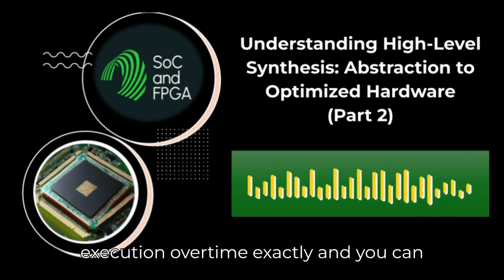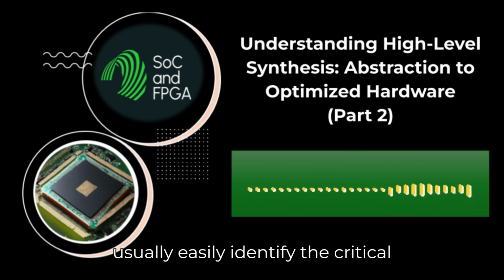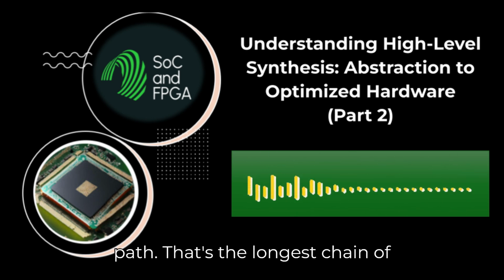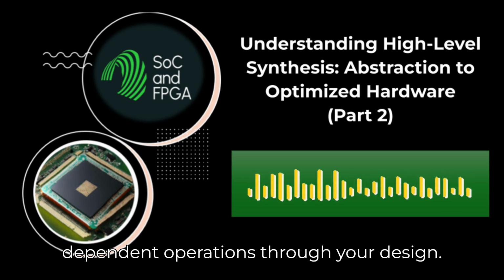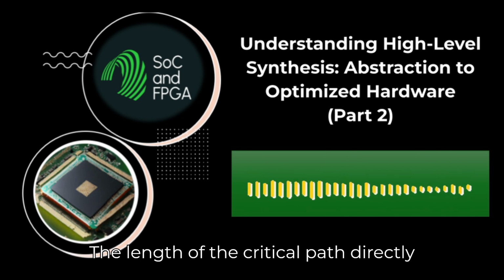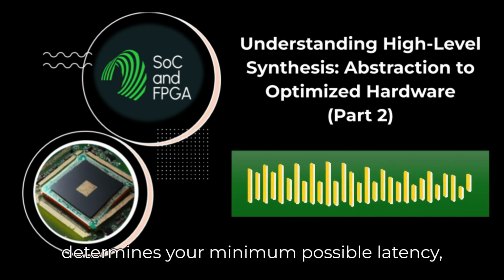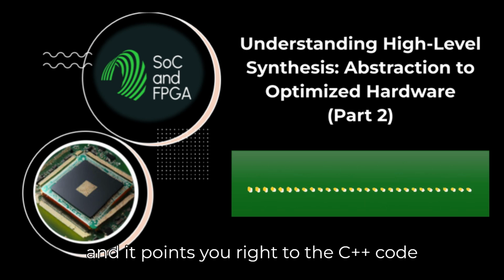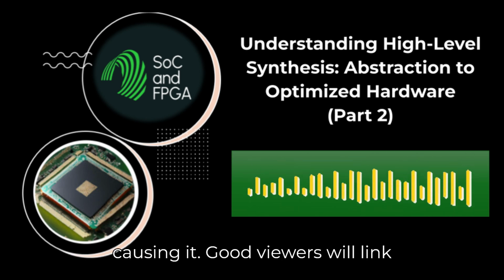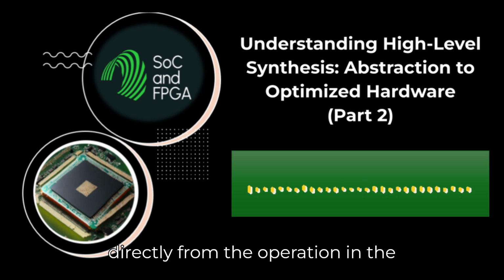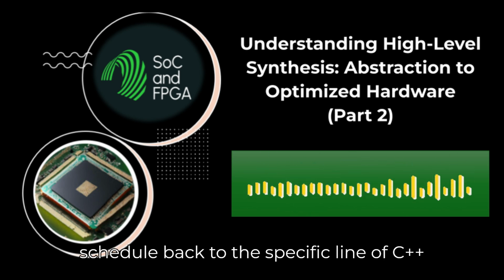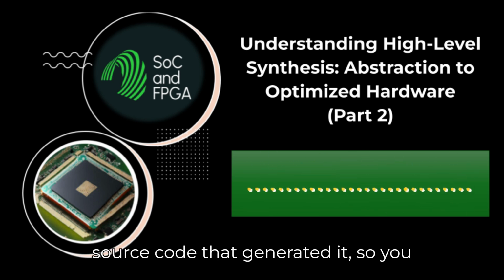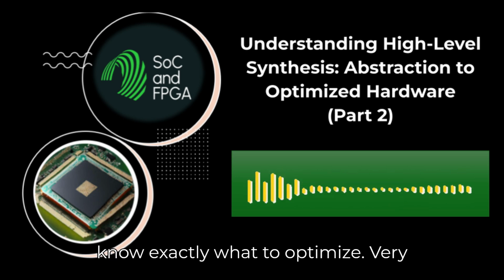Exactly. And you can usually easily identify the critical path. That's the longest chain of dependent operations through your design. The length of the critical path directly determines your minimum possible latency. And it points you right to the C++ code causing it. Good viewers will link directly from the operation in the schedule back to the specific line of C++ source code that generated it, so you know exactly what to optimize.